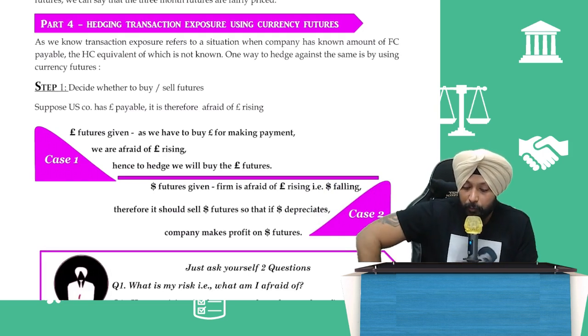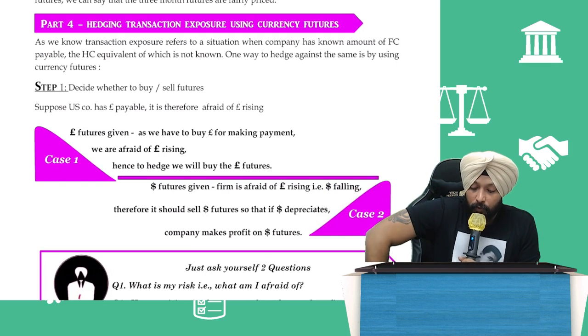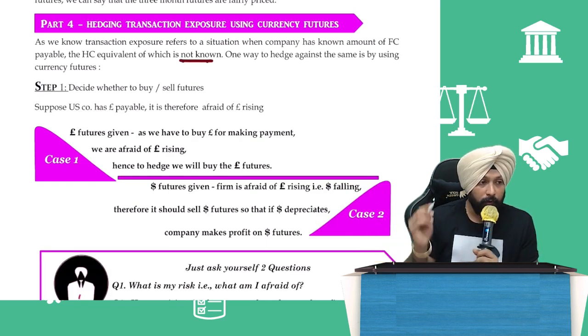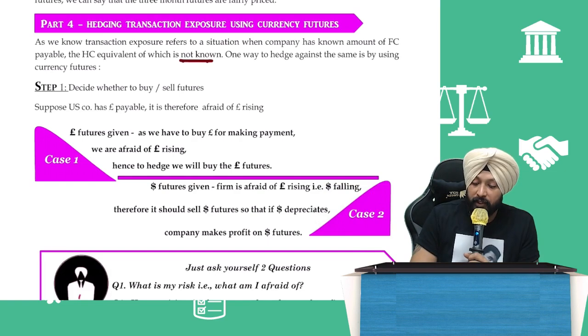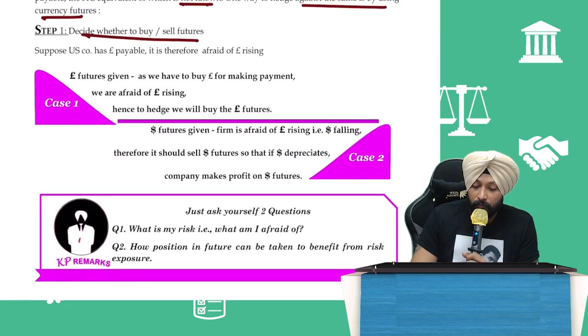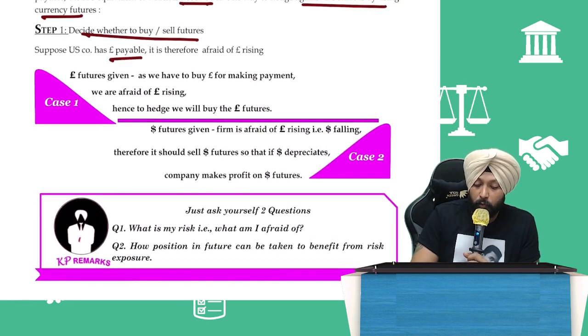Hedging transaction exposure using currency futures. As we know, transaction exposure refers to a situation when a company has a known amount of foreign currency payable, the home currency equivalent of which is not known. One way to hedge against the same is by using currency futures. The first question is to decide whether to buy or sell futures. This is step one. Suppose a US company has pound payable, it is therefore afraid of pound rising.